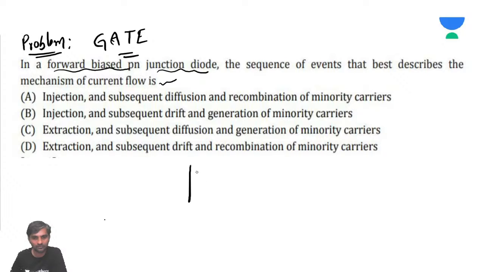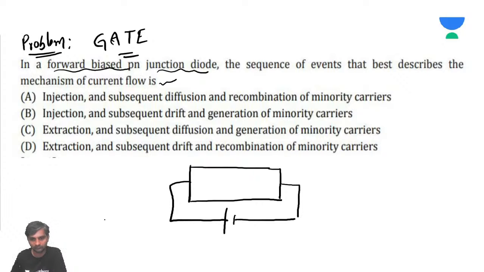He's saying forward bias. So this is the P region and this is the N region. He's saying injection, diffusion, recombination of majority carriers, okay. Injection, subsequent drift, generation of minority charge carriers. Generation of minority charge carriers will never happen.